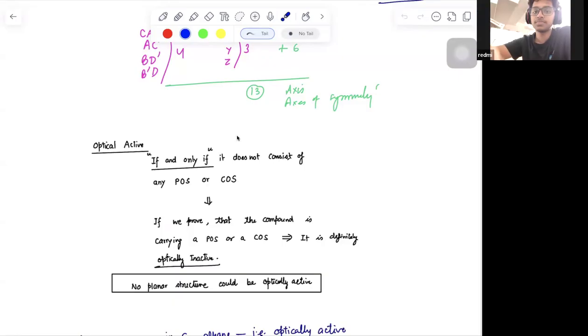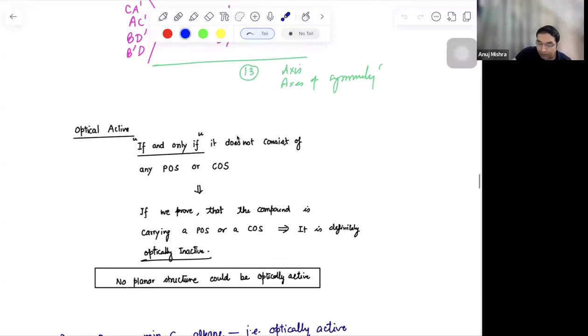Yes, sir. Okay, great. So write down: optically active means this is if and only if it does not consist of any POS or COS. This is a very important line. Any compound is optically active if it does not consist of any POS or COS.